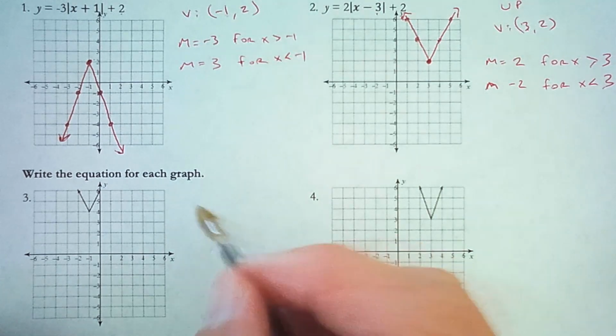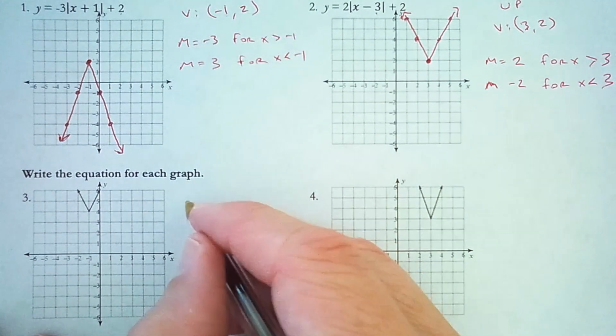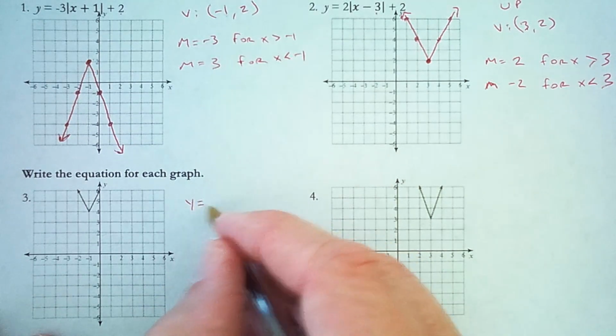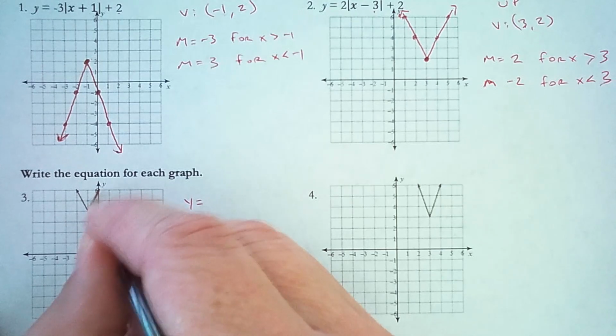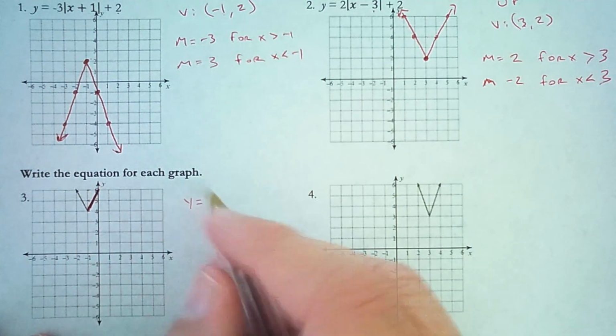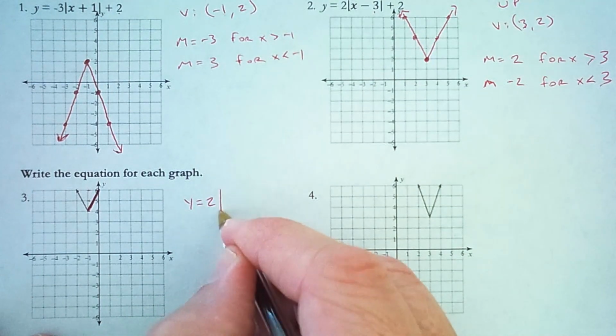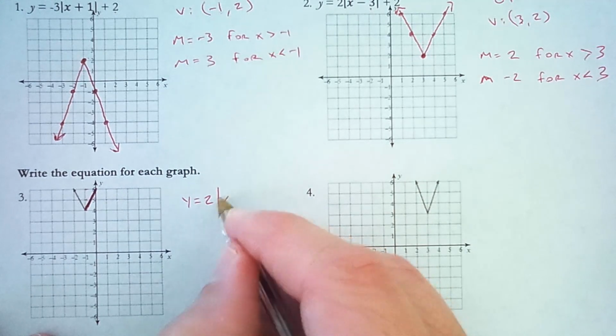Okay, so we know a is going to be positive because it's opening upward. Let's just go right to our equation. Y equals, we know a will be positive, but what is a? A is the slope of the right side, and it looks like it's going to rise 2 and run 1, so the slope is 2. Inside the absolute value is x.